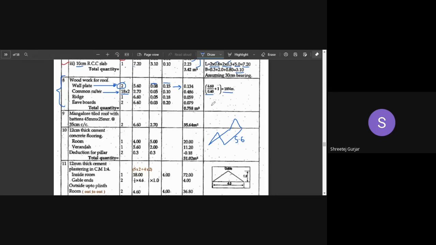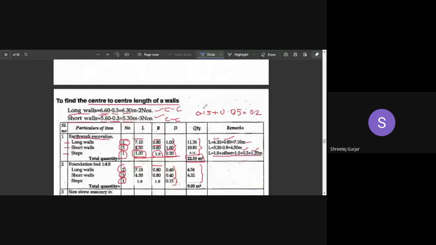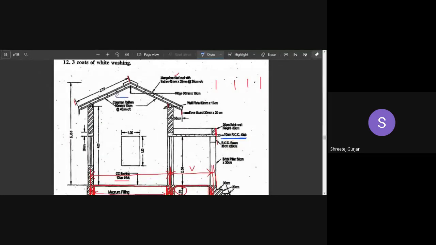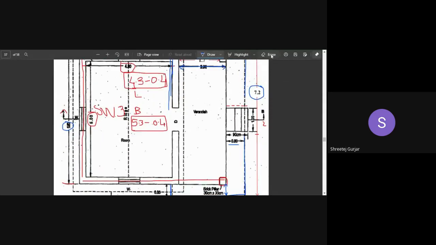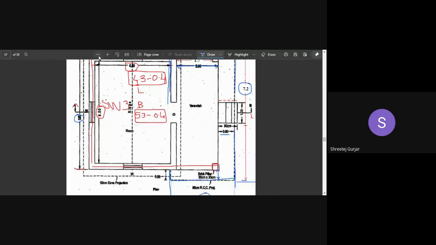So common rafter is provided like this. Let me just show you. This is your common rafter, and you can see it is provided 40 centimeter center to center. This is your common rafter, the bottom part which is there, and it is provided along your width. Let me just zoom out.